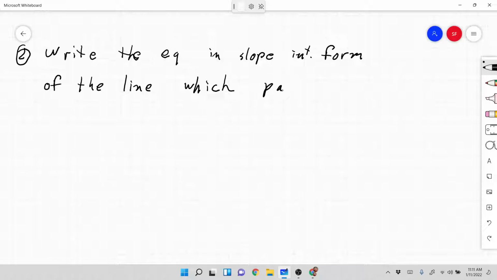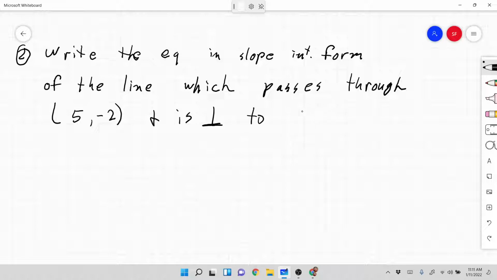Which passes through (5, -2) and is perpendicular to y equals 2x minus 5. Literally doesn't matter. I could have said minus chicken and it wouldn't matter.